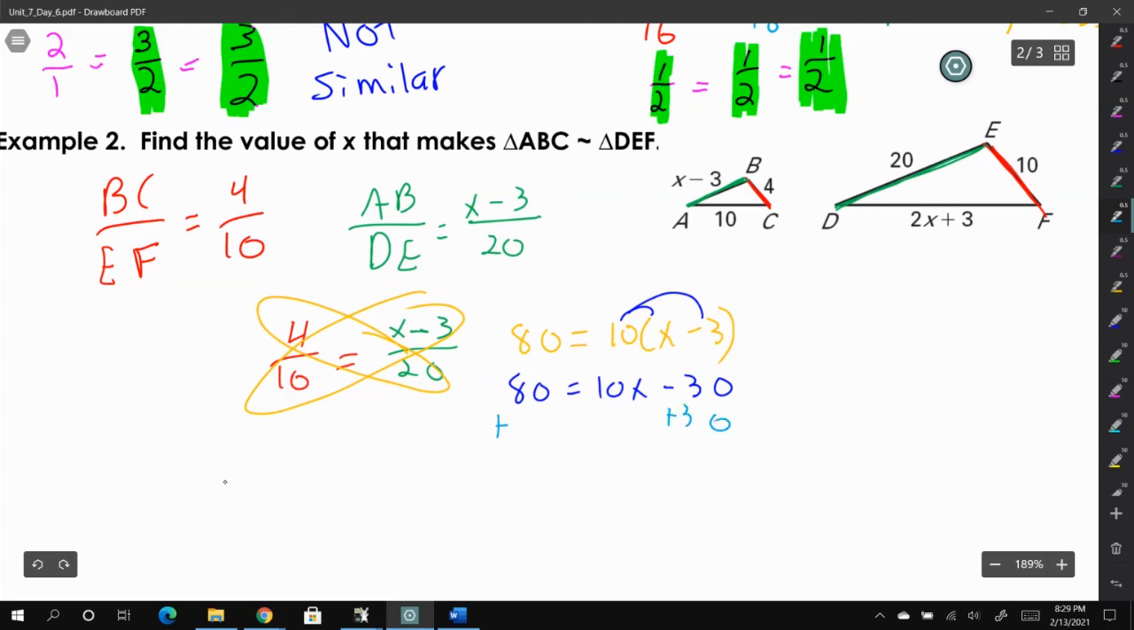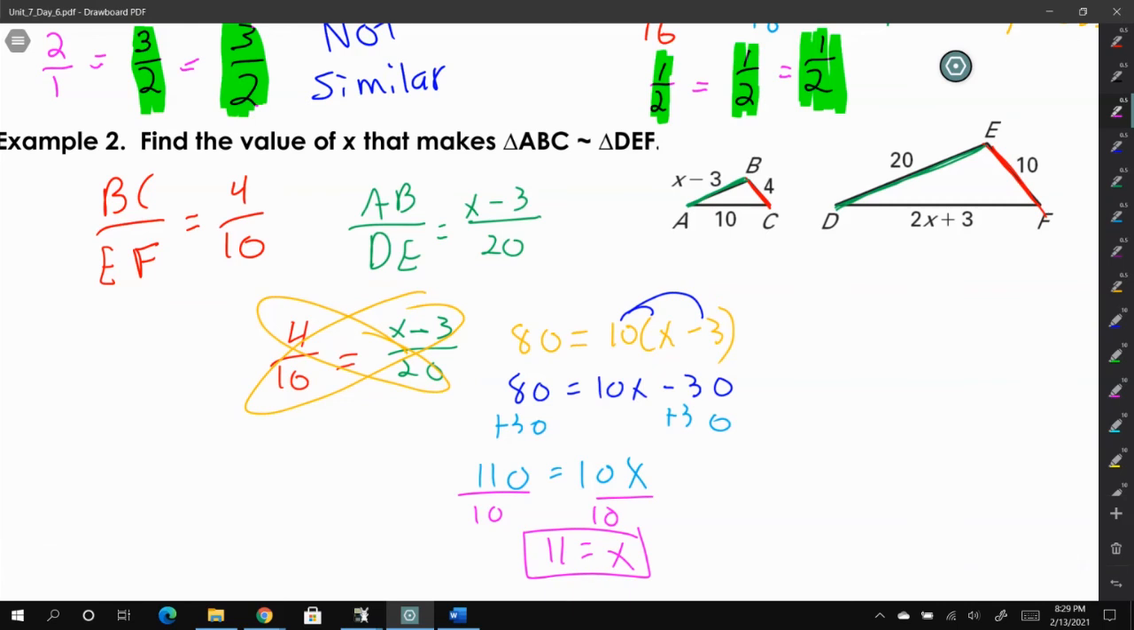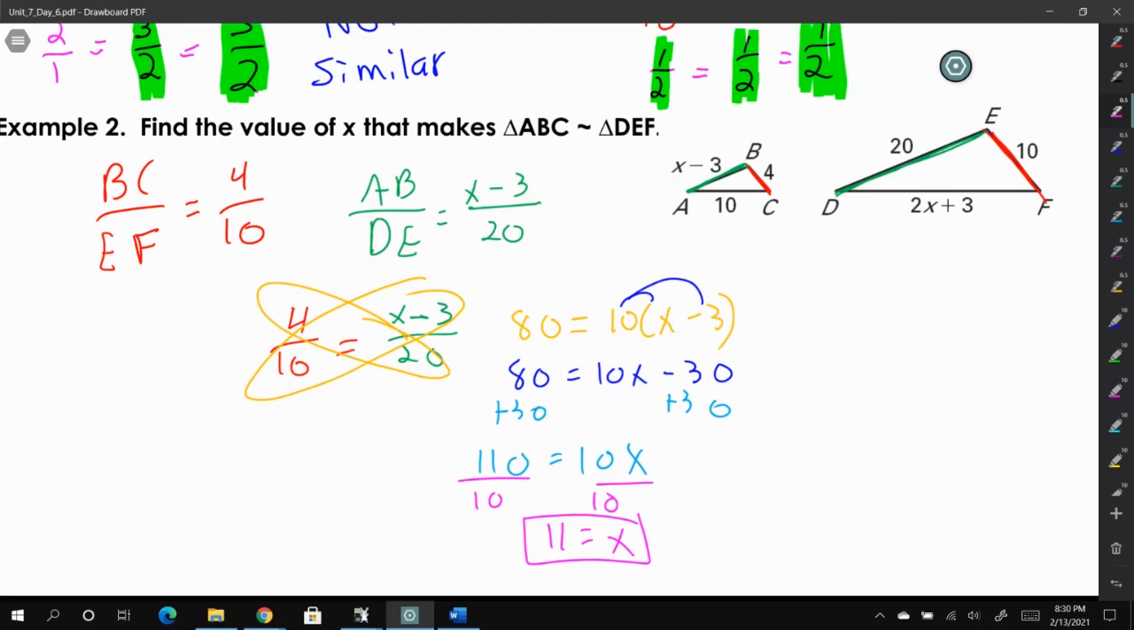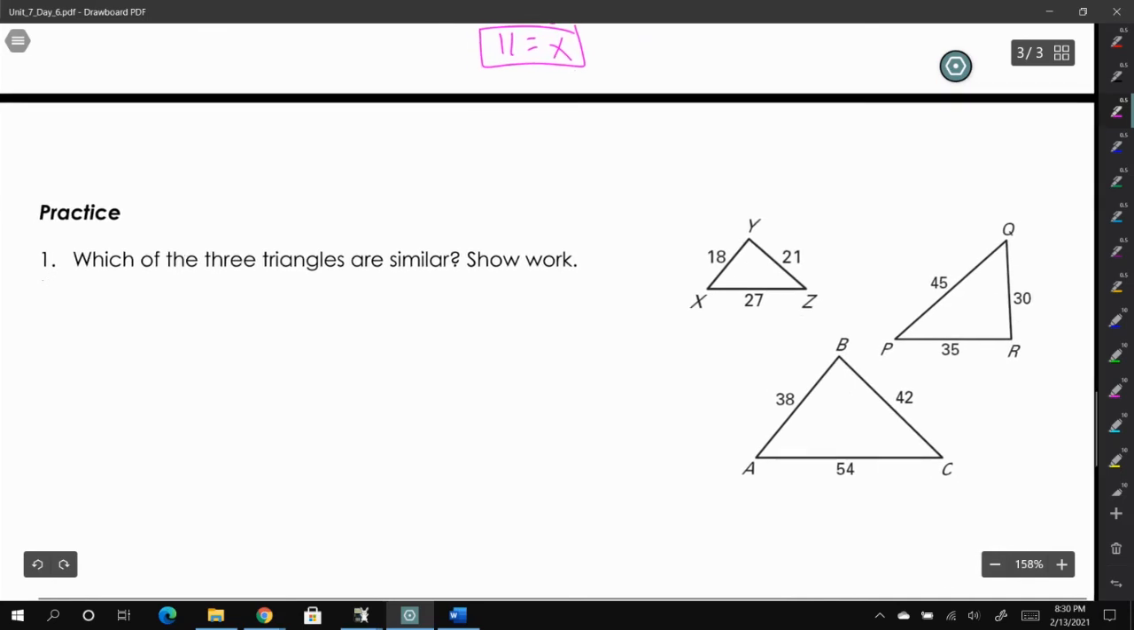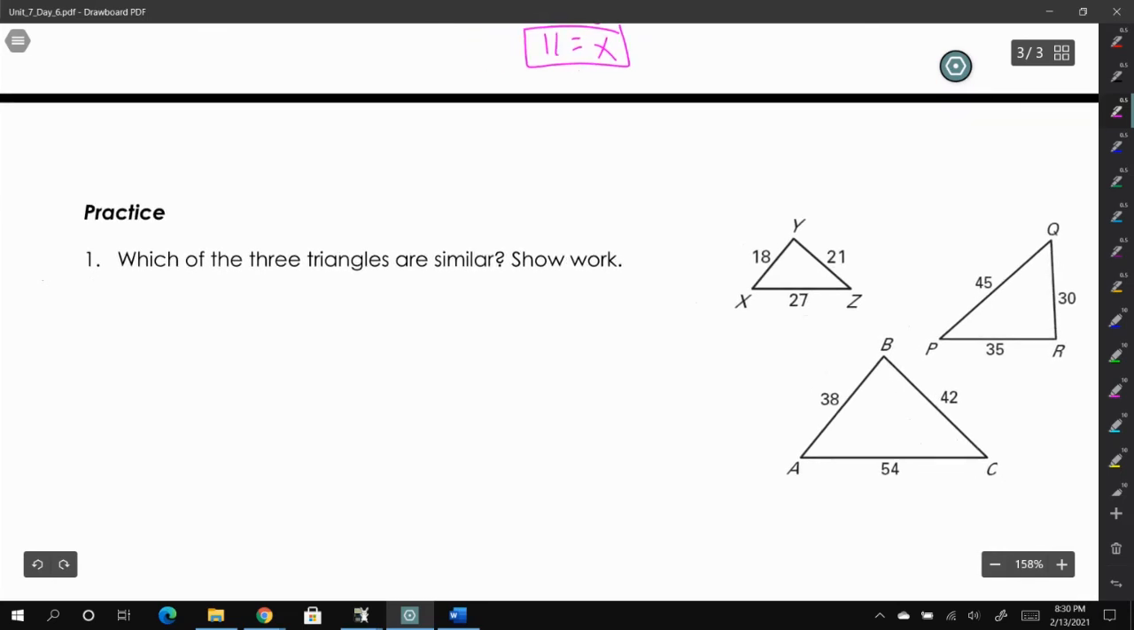Add 30 to both sides. Add 110 equals 10x. And then when you divide both sides by 10, x is going to equal 11. And if you would have used AC and DF instead of AB and DE like I did, you would still get x equals 11.